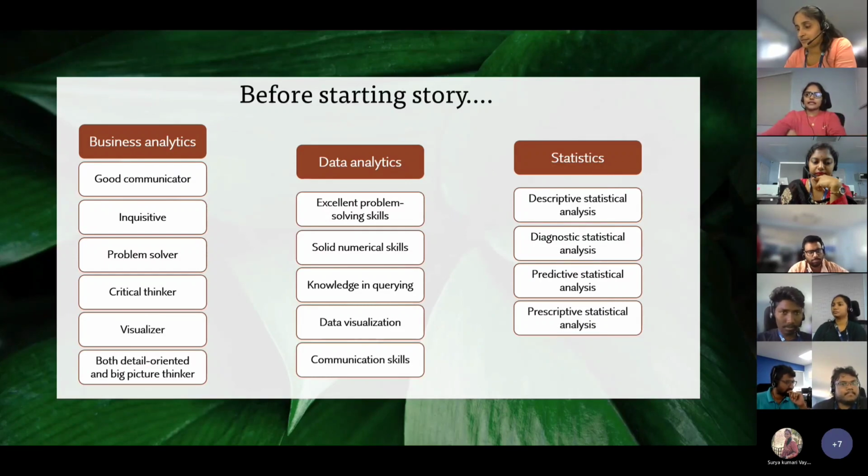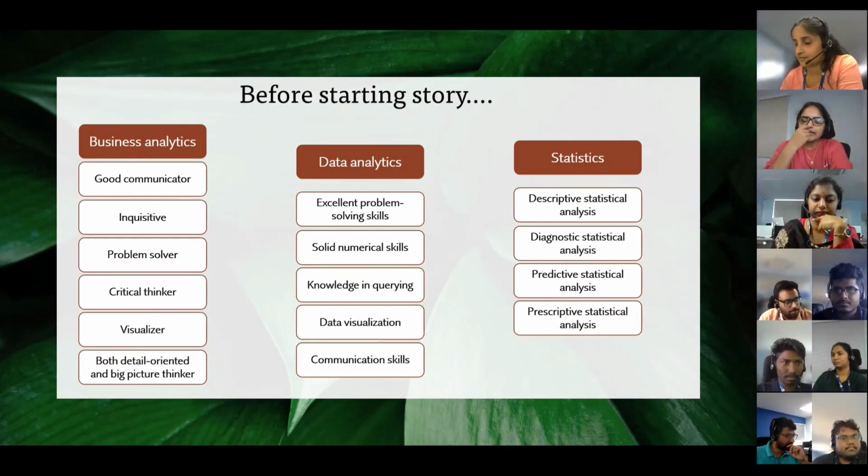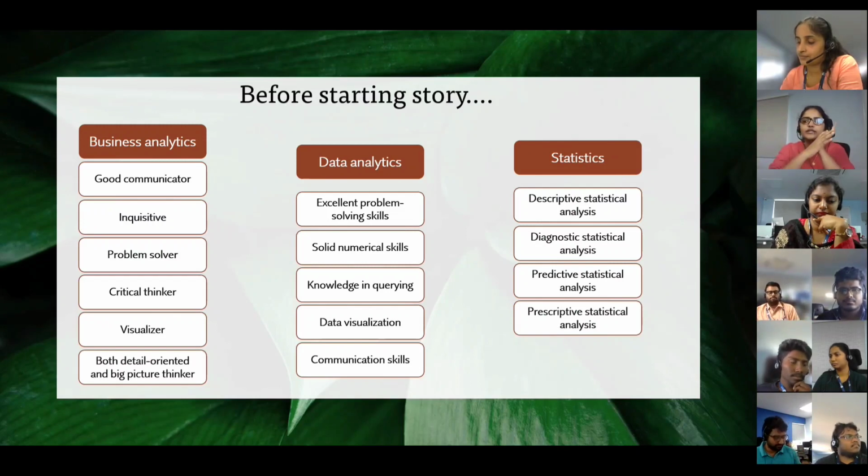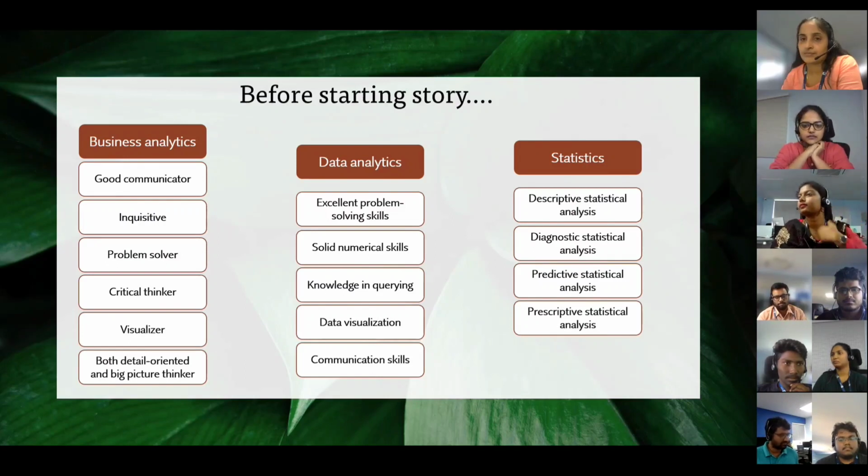For becoming a professional in business analytics, you need to have all these skills: good communicator, inquisitive, problem solver, critical thinker, visualizer, and both detail oriented and a big picture thinker. What is a good communicator in your view? Any one answer?